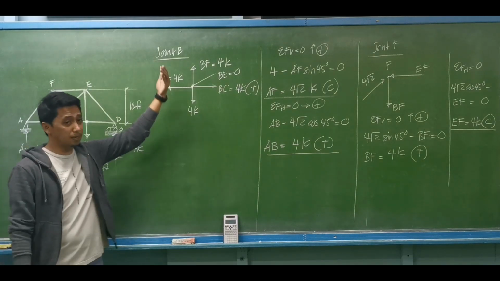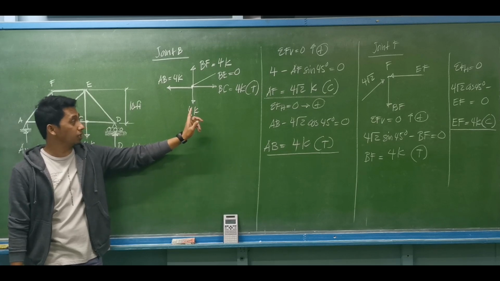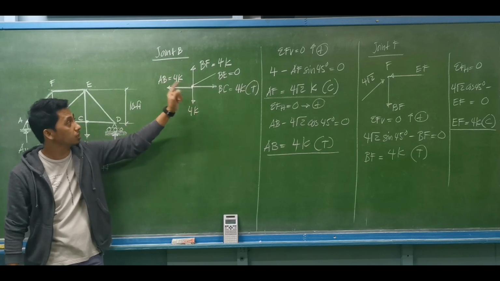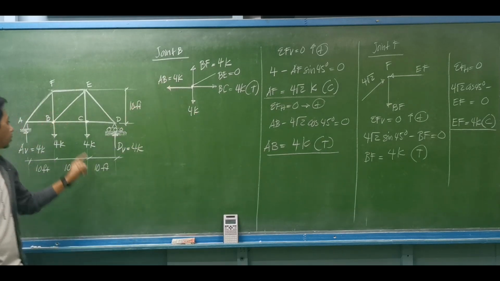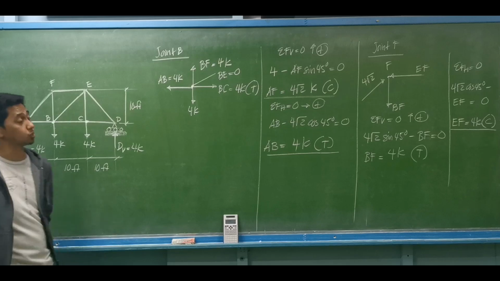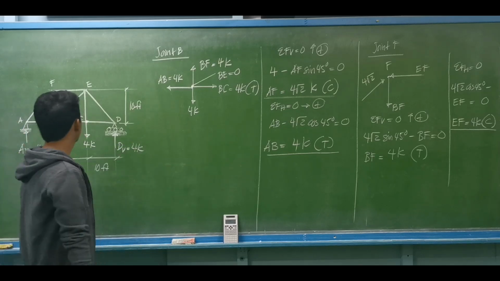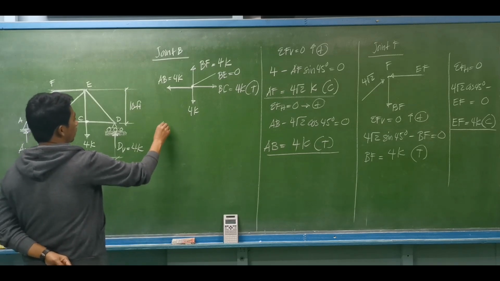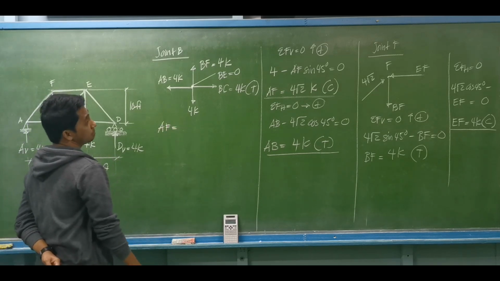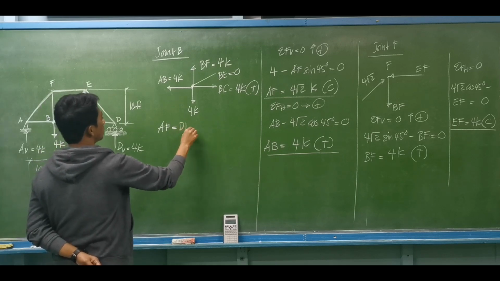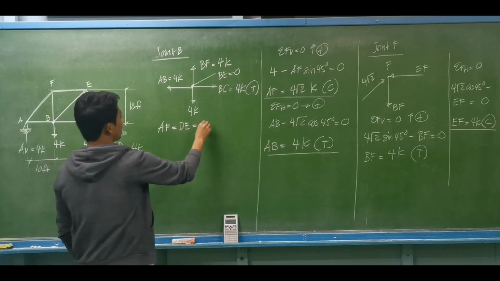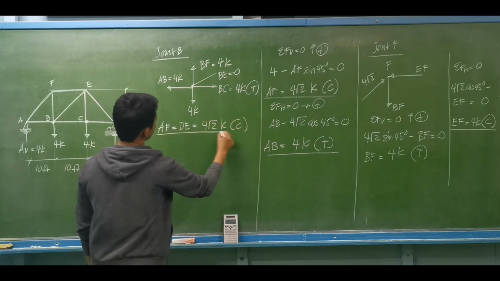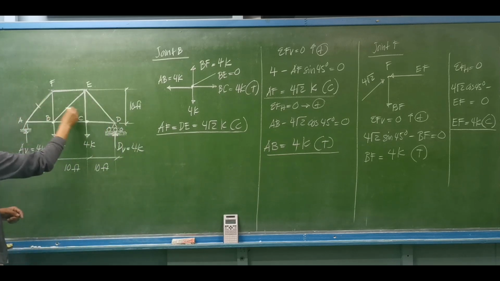Since you have the load of 4 kilonewtons perpendicular, and AB is collinear to member BC, we can assume that BE is a zero force member. Then again, member AF is the same as member DE, 4 square root of 2 kips, under compression since it is a top chord. This member is the same as this one.